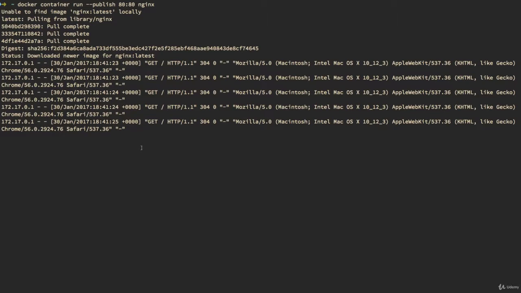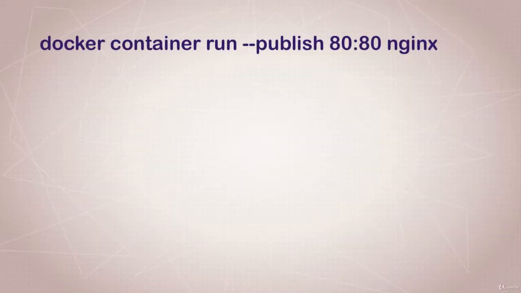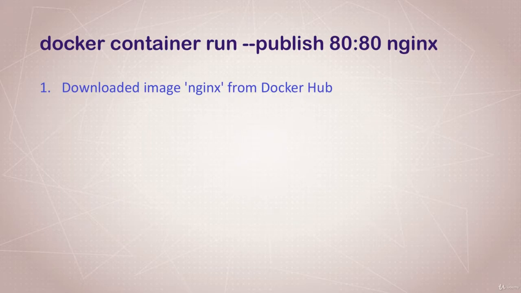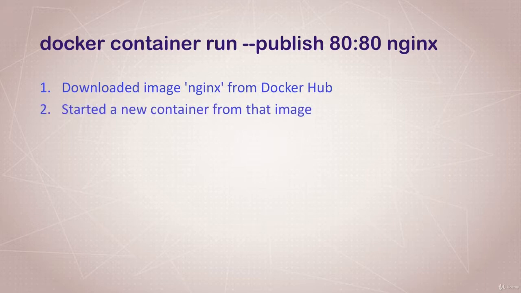Now, what did we just do? In the background, the Docker engine actually looked for an image called Nginx, and it pulled down the latest image for Nginx from Docker Hub. And then it started it as a new process in a new container for us to use.